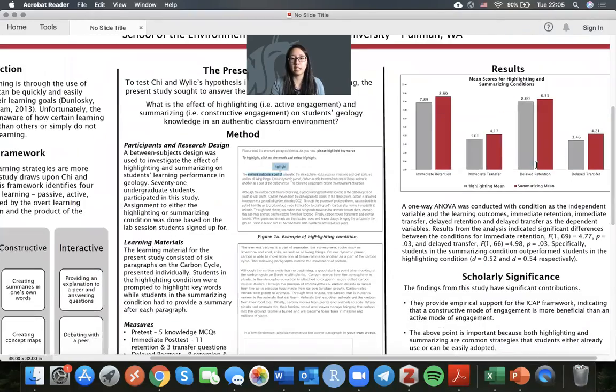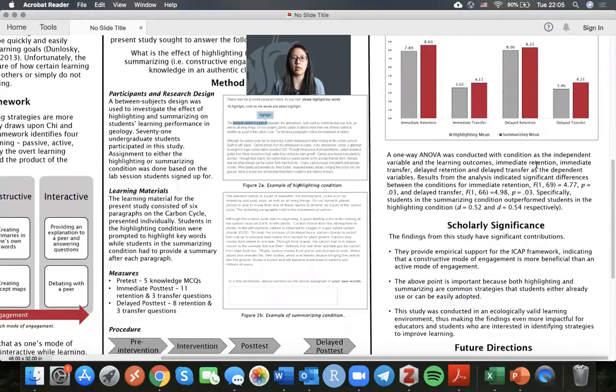In terms of our results, we conducted a one-way ANOVA with condition as the independent variable, and learning outcomes such as immediate retention, immediate transfer, delayed retention, and delayed transfer as the dependent variables. Our results showed that there were significant differences between the conditions for immediate retention and delayed transfer. Specifically, students in the summarizing condition outperformed students in the highlighting condition.